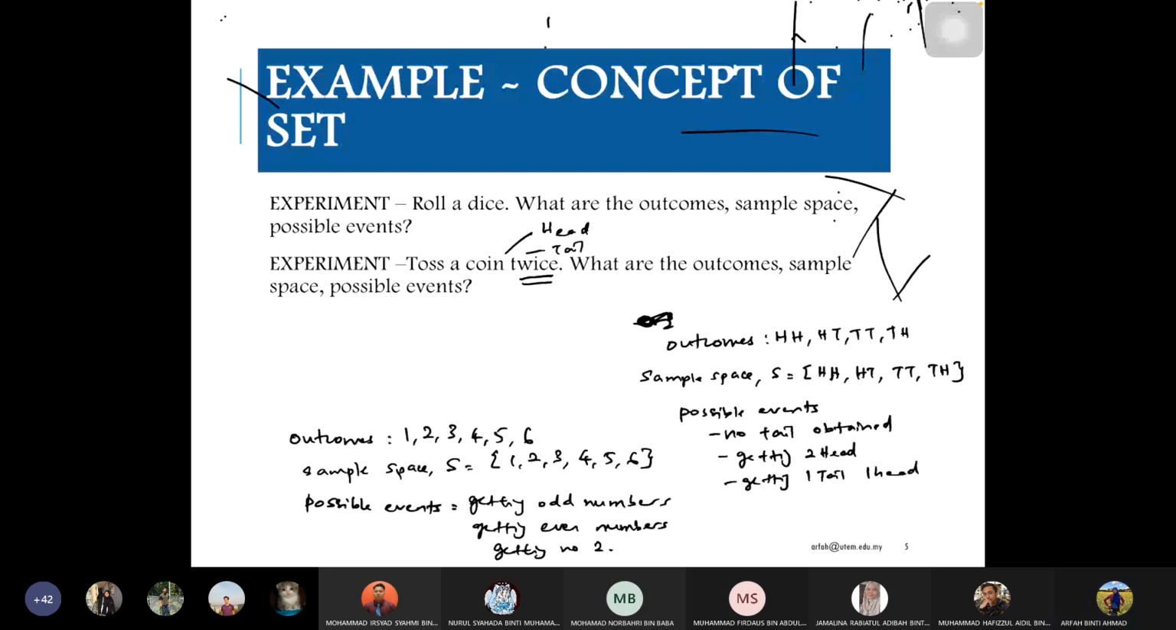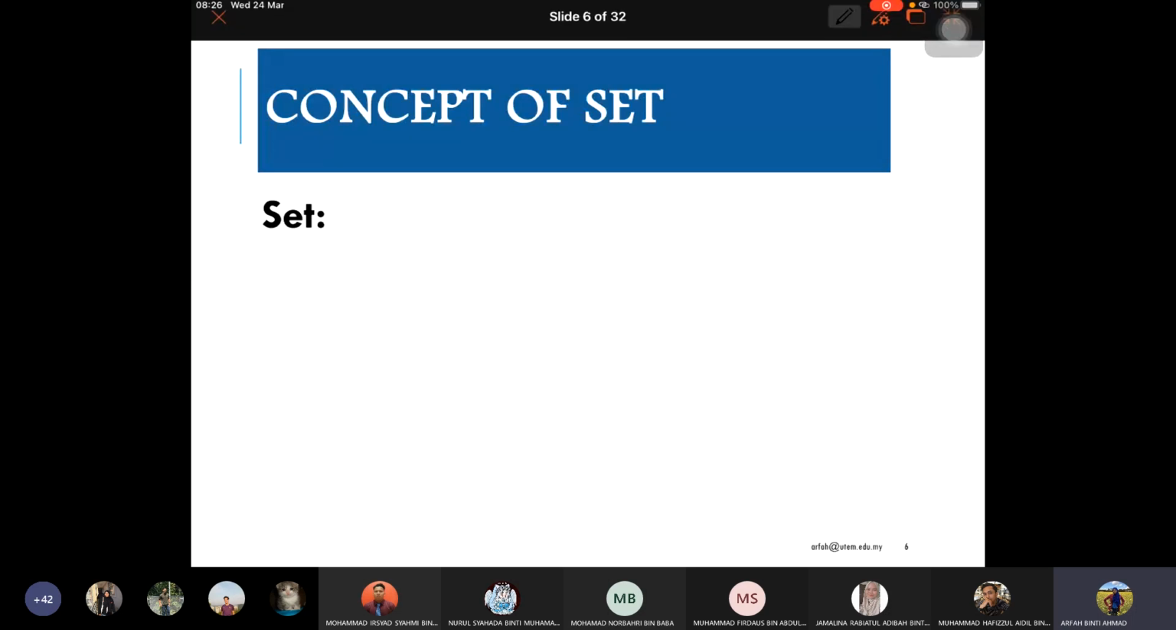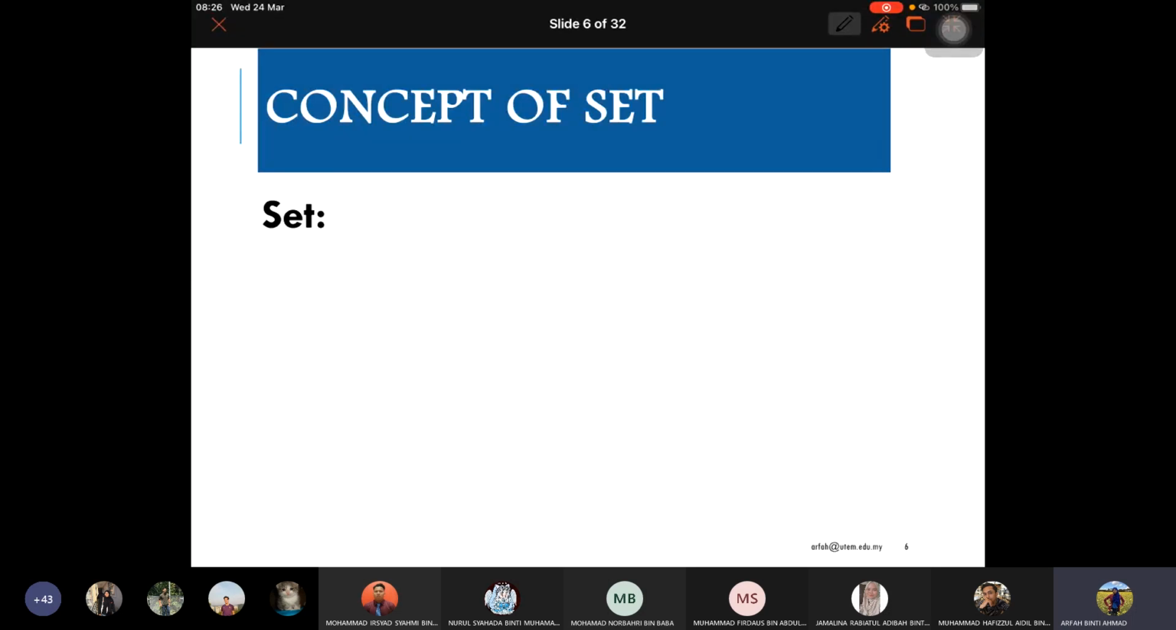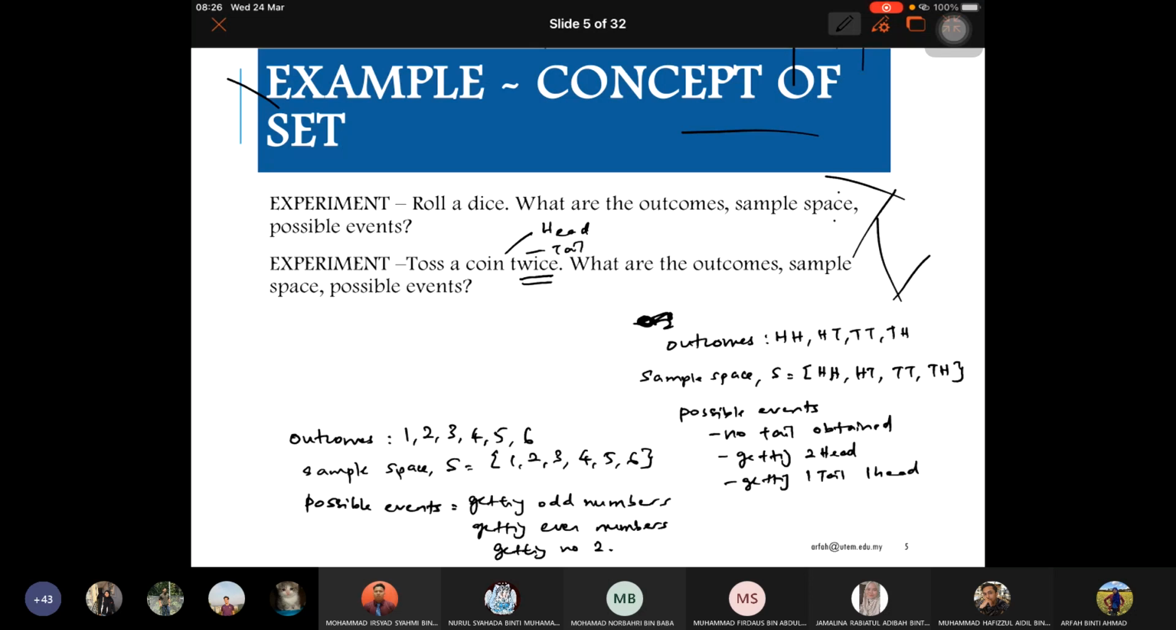Done? Oi, done ke belum? Tidur kan? Nyap je tiba-tiba. Dan. Done. Okay, the next one, kita ada concept of set. Yang lain done this one? Yang lain-lain. Dah, okay.